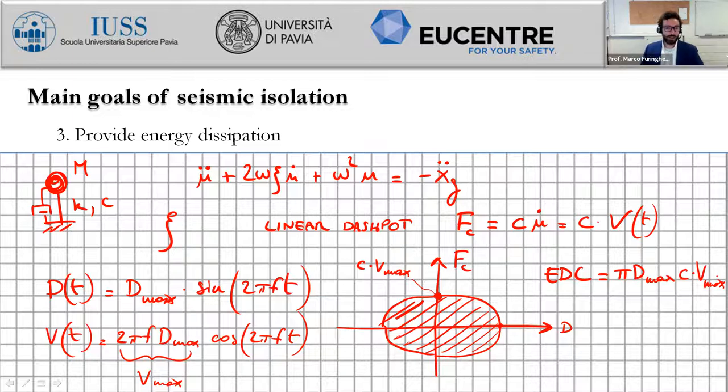Now, instead of C, we want to consider the normalized expression of C. I write EDC equal to pi d max squared. Instead of C, we consider 2 xi omega, and then we have to multiply by M, the mass, which is missing here, just because this equation is mass normalized.